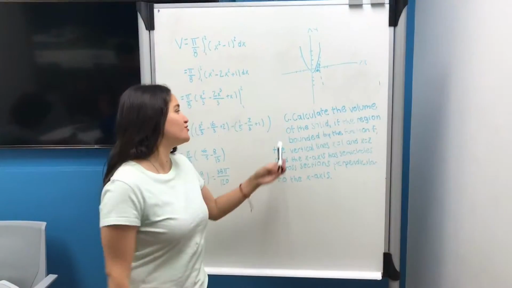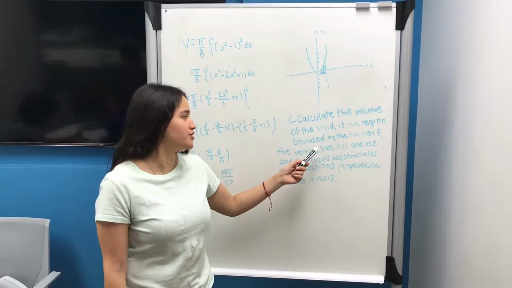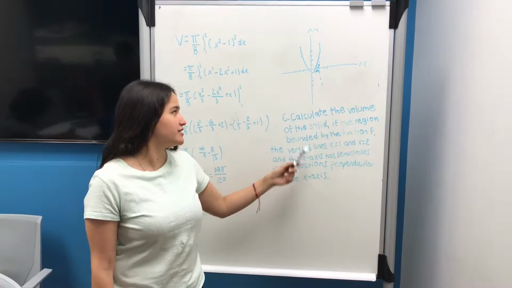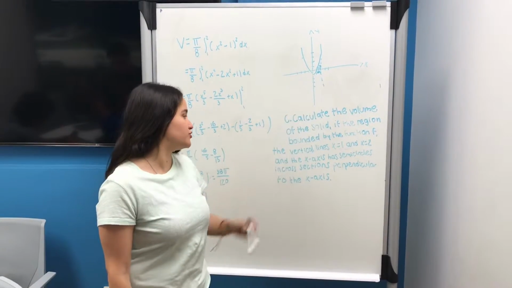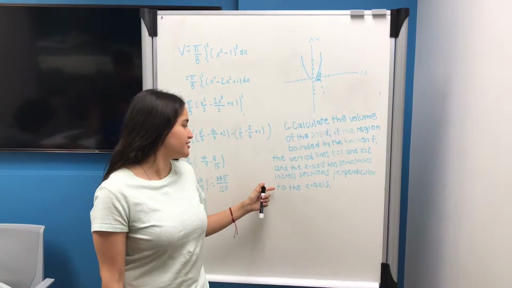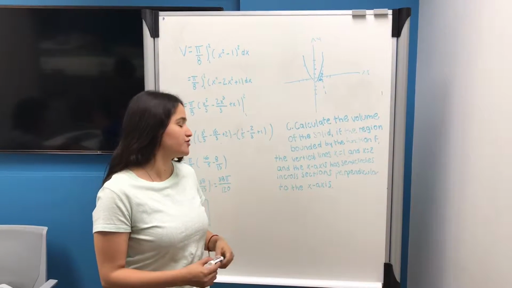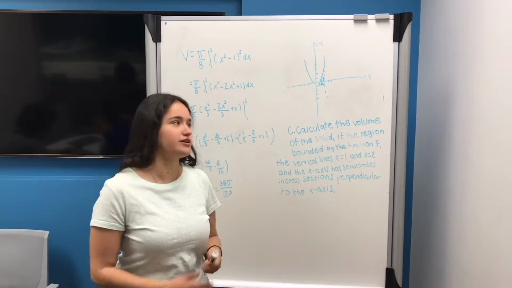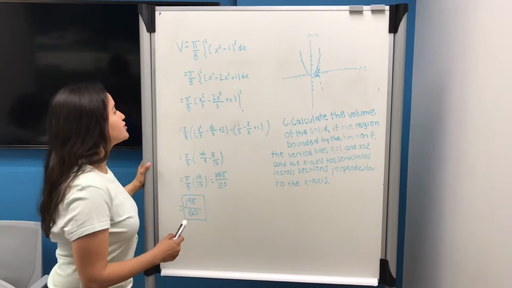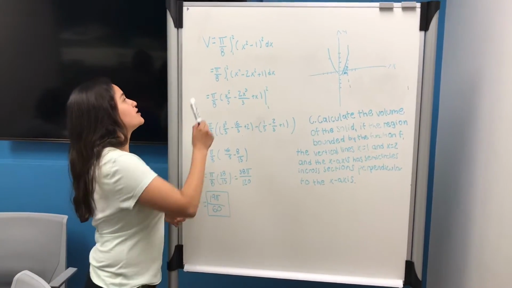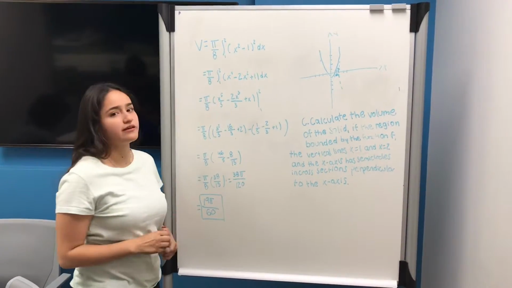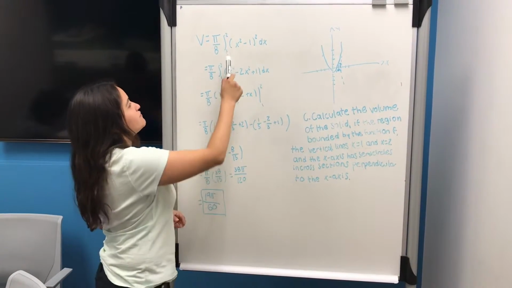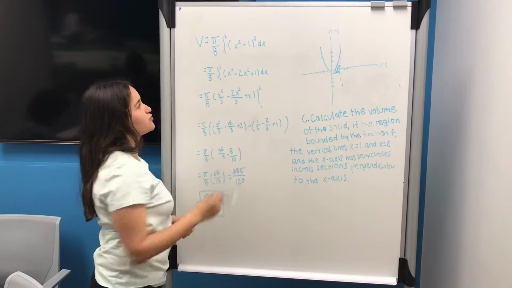Part C asks us to calculate the volume of the solid if the region bounded by the function f, which is the parabola, the vertical lines x equal to 1 and x equal to 2, and the x-axis has semicircles in cross-sections perpendicular to the x-axis. This means that our cross-section is going to be vertical. So if we're talking about a semicircle, we have to put pi over 8. Integral from 1 to 2, because those are the limits of the region, of the function x squared minus 1 squared dx.